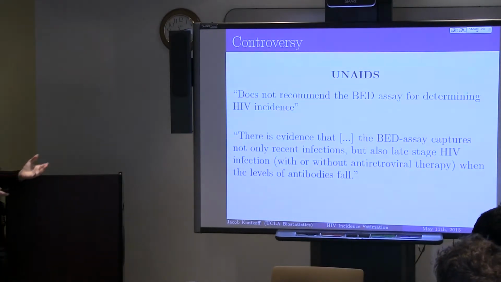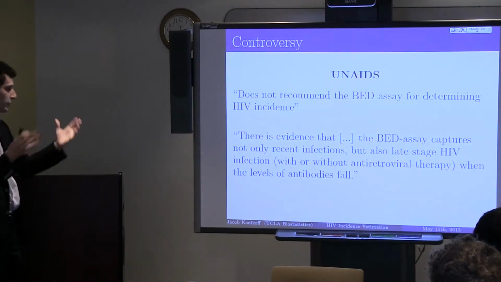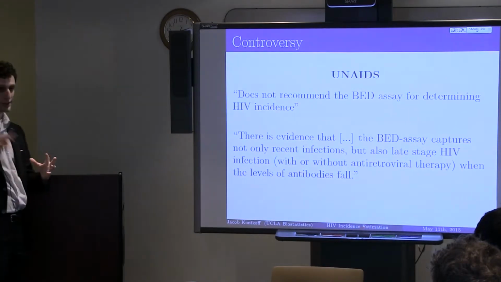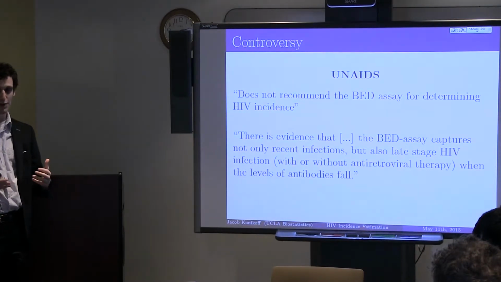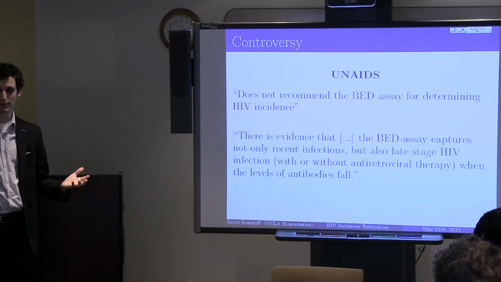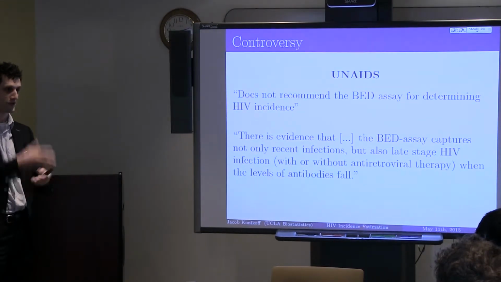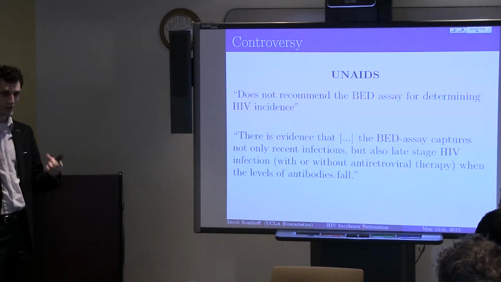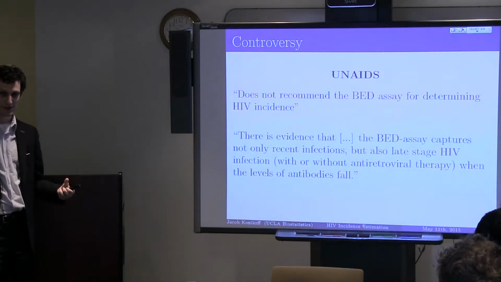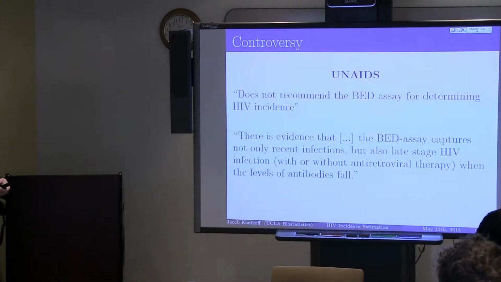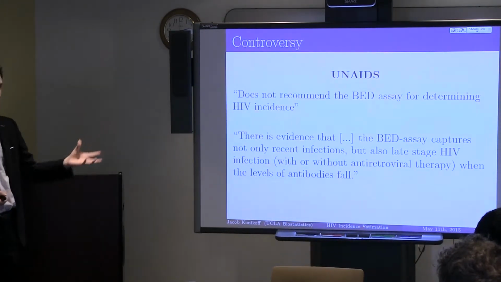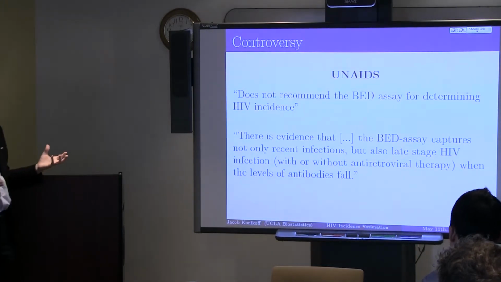The issue was that there is evidence that the BED capture immunoassay not only gets these recent infections, but also extremely late stage infections. So at the end of infection, when people are dying, their immune systems are collapsing, right? That's why we see these CD4 cell counts drop below 200, which is clinical AIDS. And when your immune system collapses, if you're trying to measure recent infections based on the immune system, they'll look like they're not infected again. They'll look like they're recently infected at the end. So the BED assay was telling people as much about long-term infections as about recent infections.